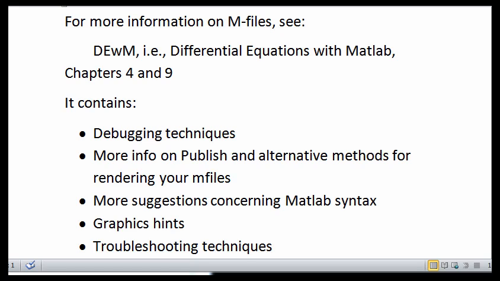Here are a few more comments to conclude. For more information on M-files, you should take a look at chapters 4 and 9 of the MATLAB book, Differential Equations with MATLAB. There you will find various debugging techniques, more information on publish and alternative methods for rendering your M-files, more suggestions concerning MATLAB syntax, some graphics hints, and finally some troubleshooting techniques.